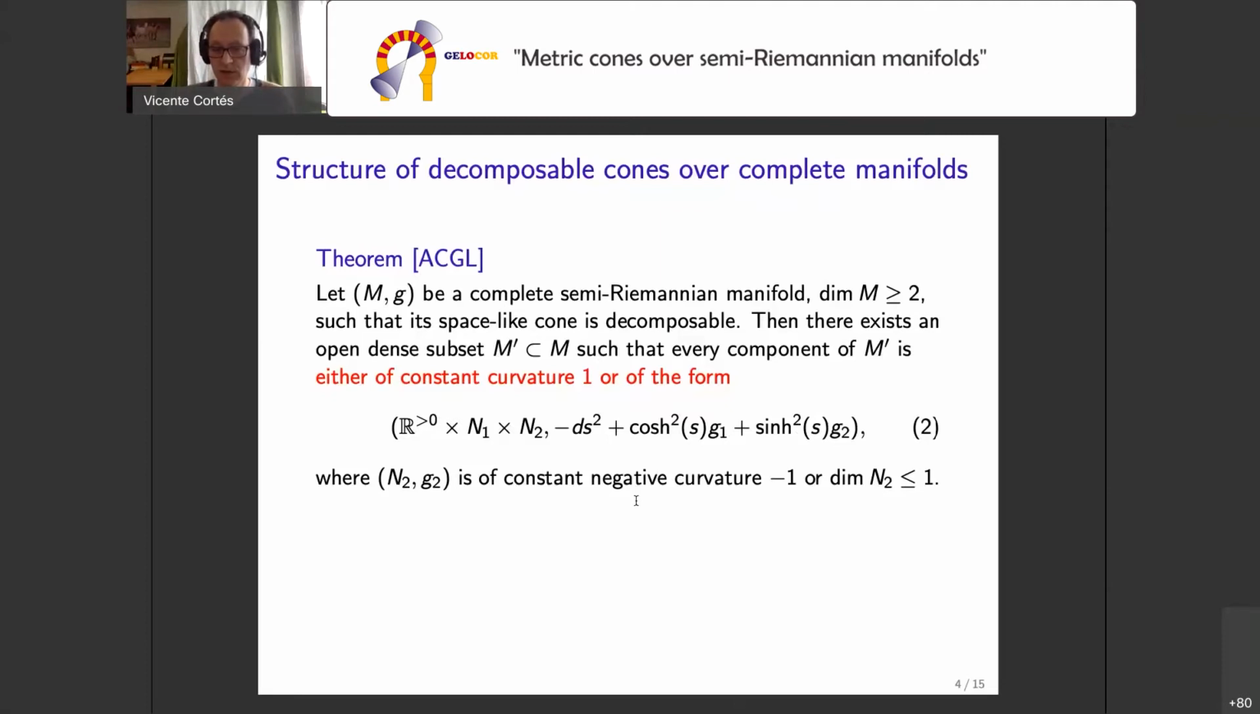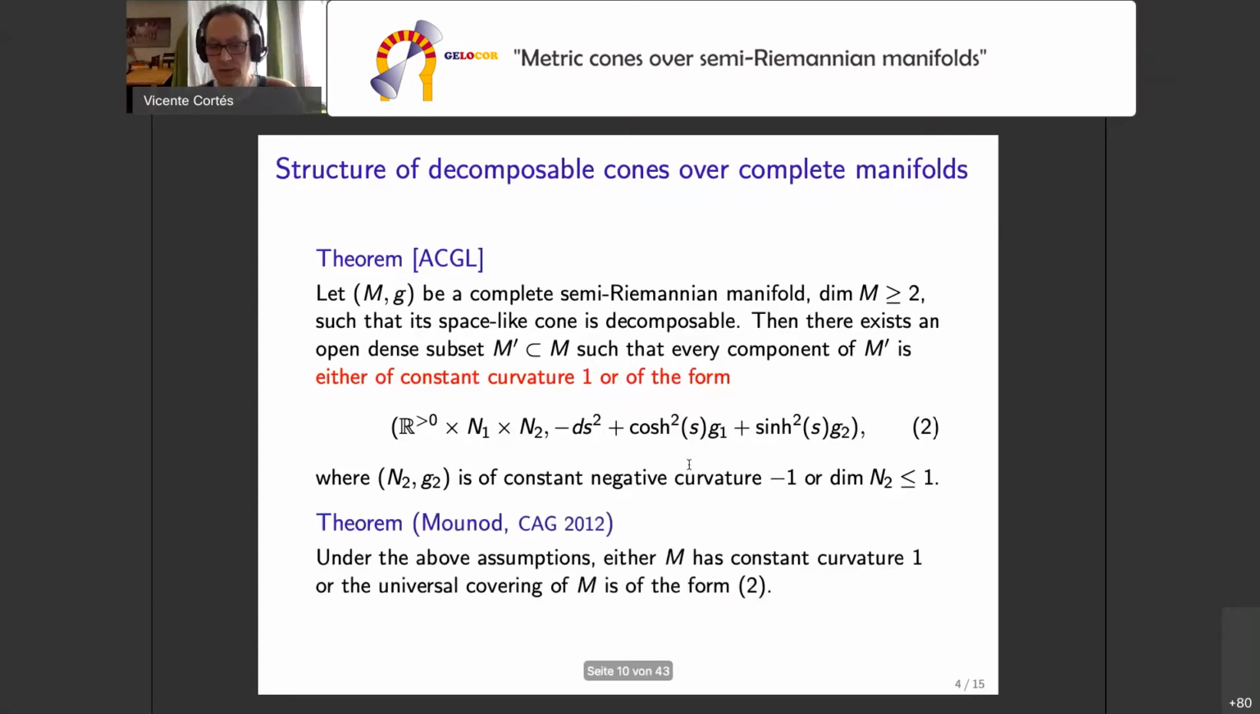So this type of double warped product generalizes the example which I gave before. In the example which I gave before, the second term with the hyperbolic sine was not present, and we had only this first term. But more generally, you can add this term with the metric G2, and this is the most general possible form for the base manifold of a cone which is decomposable. So this is a local result that you have such decomposition. So you have a dense open subset, and each component of the dense open subset is of this form.